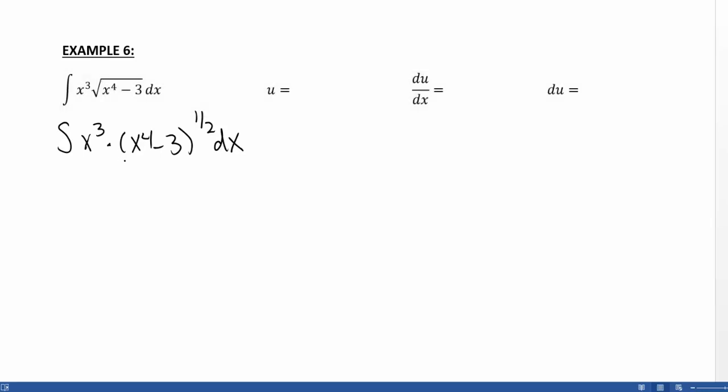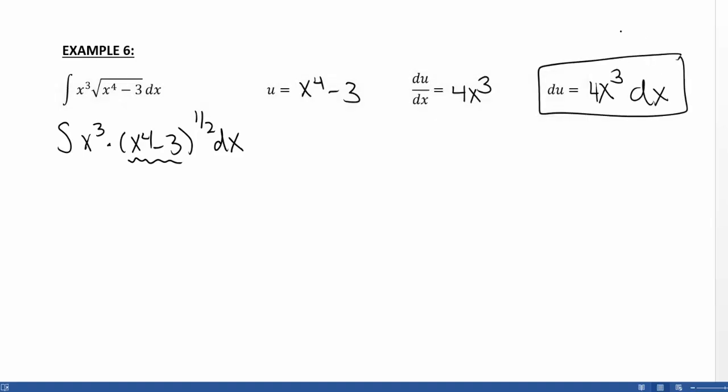So again, my u is going to be what's inside the parentheses, not the power itself. So x to the fourth minus 3. My du is going to be the derivative of that. So that's going to give me 4x cubed, and here I multiply up the dx and I get 4x cubed dx. So again, I need a u and I need a du to attempt my substitution here.